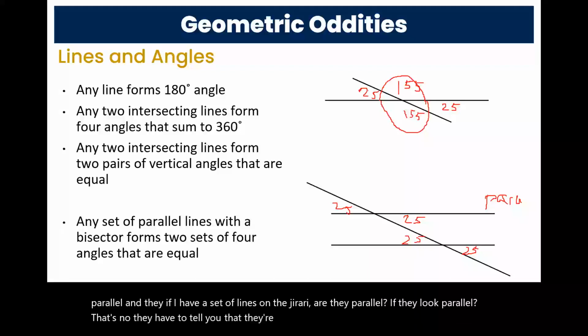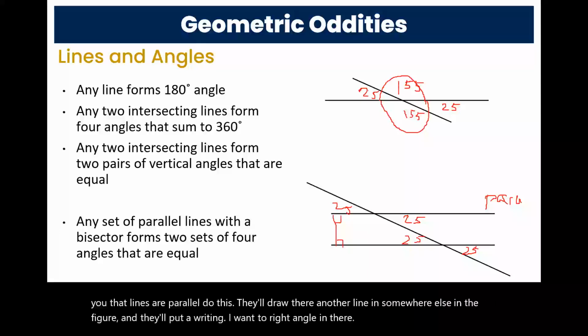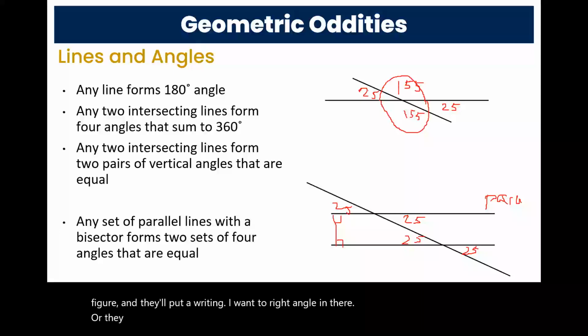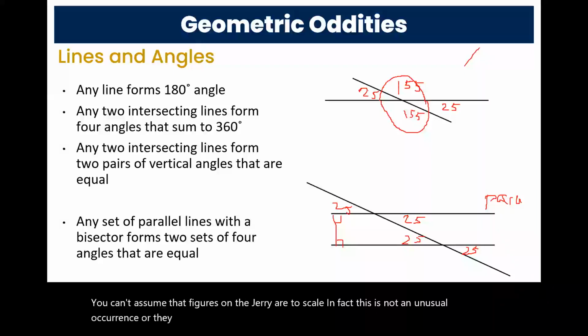And one of the things they do to show you that lines are parallel is they'll draw another line in somewhere else in the figure, and they'll put a right angle and a right angle in there. Or they might explicitly say it's parallel. But you can't assume that figures on the GRE are to scale. In fact, this is not an unusual occurrence where they might give you something like this and say this is a 25-degree angle.